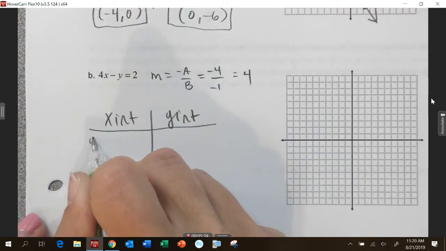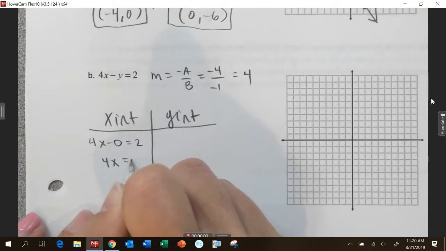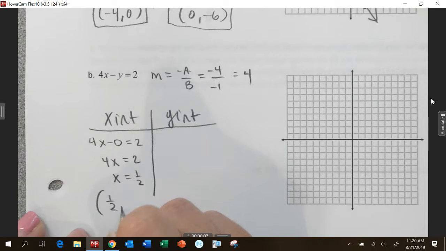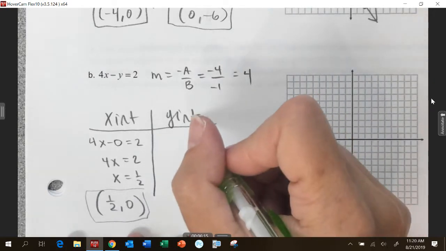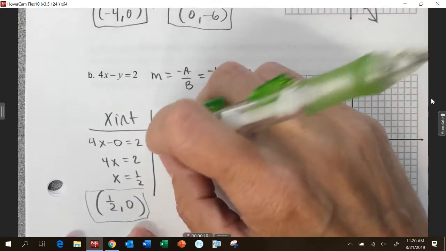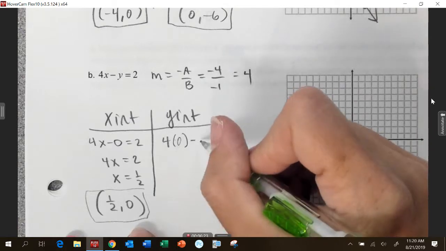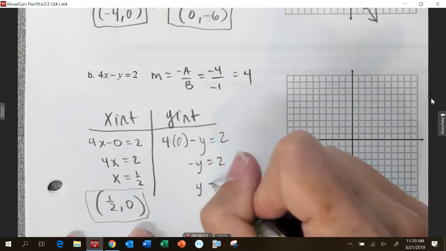X-intercept, get rid of y. And I get x is a half. So we write 1/2, 0 for our x-intercept. Y-intercept. Oops, nope. For y-intercept, we make x 0. So 4 times 0 minus y equals 2. Negative y is 2. So y is negative 2.